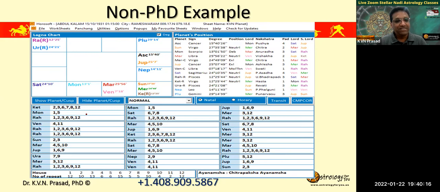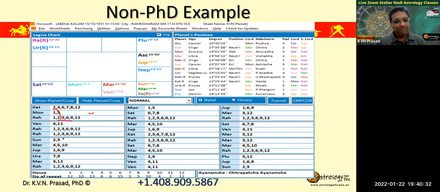2, 4, 5, 9, 11 is there. In Ketu, except 4, everything is there. 11 is also not there, right? 11 is partial. 2, 5, 9 is there.